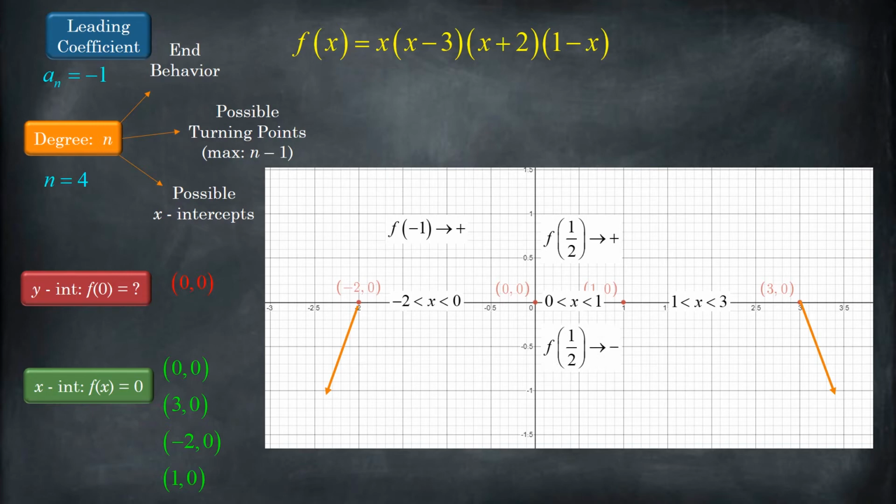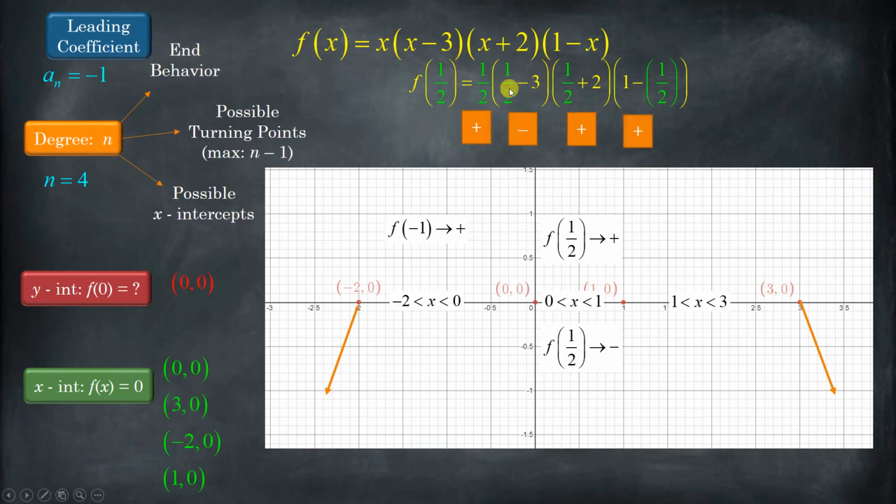Now, we're going to do the same thing between 0 and 1. So we're going to plug in 1/2. If our output's positive, it goes up. If it's negative, it goes down. So we plug in 1/2 and just look at the sign. You don't even have to figure out the exact number. So we have a positive times a negative times 2 positives. Well, that's negative. So it's going to be going down between those two.